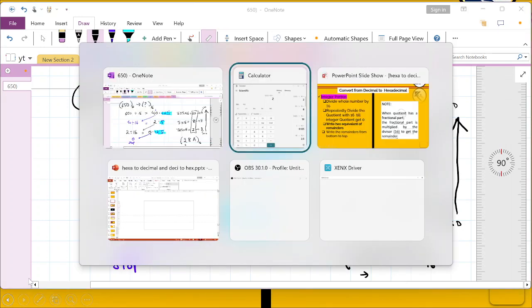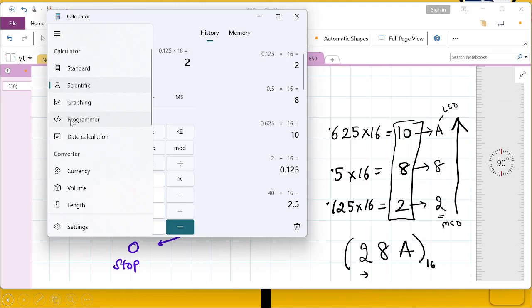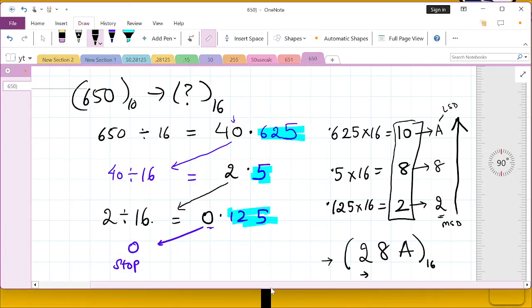Let us see if I get the same answer. So we will just switch over to our programmer calculator. Wait, I'll write this decimal number 650, and see its hexa equivalent is 28A. So that is what you got.